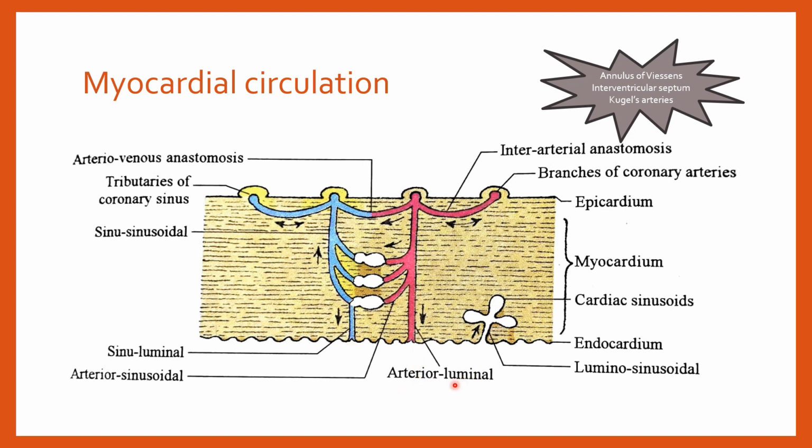Then we have arterioluminal, where the branches of the coronary artery directly open into the lumen of the heart. And luminosinusoidal, where the blood from the lumen of the heart irrigates the myocardium through the venae cordis and through the foramina minimarum. This system is actually vestigial in man. There is also collateral circulation, where potential communication exists between the branches of the coronary arteries and the branches of the internal thoracic artery and descending aorta.